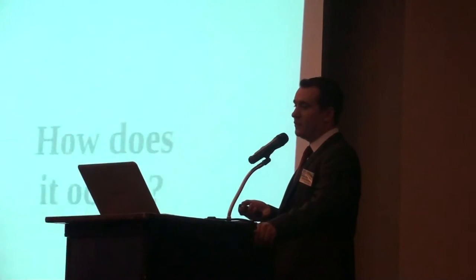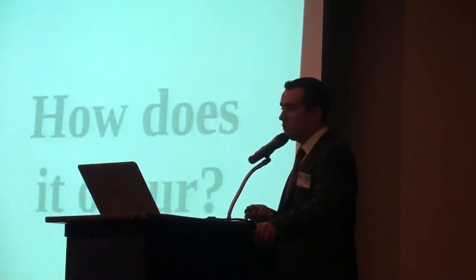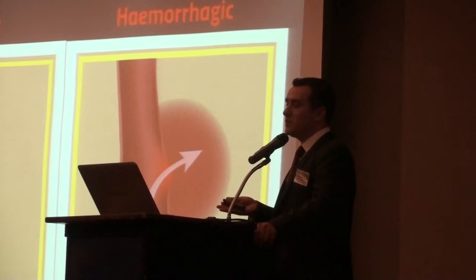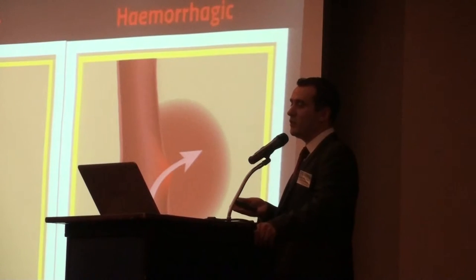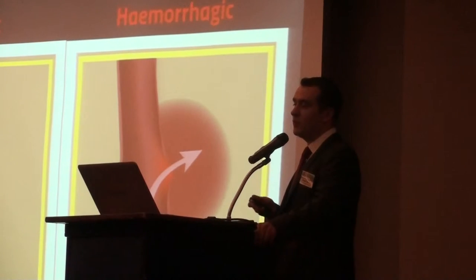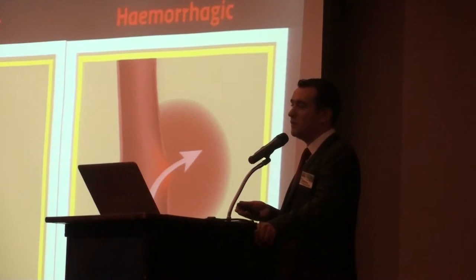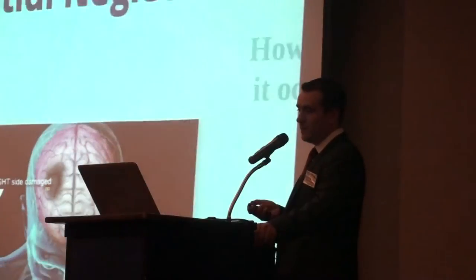So how does it occur? Fiona, who's speaking after me, is going to talk a bit more about stroke. I won't go into it, but basically two types of stroke, ischemic and hemorrhagic. The ischemic is where the artery becomes blocked with plaque and there's no blood flow and the brain is depleted of oxygen. Hemorrhagic is where the artery wall thins and you get a bleed in the brain.